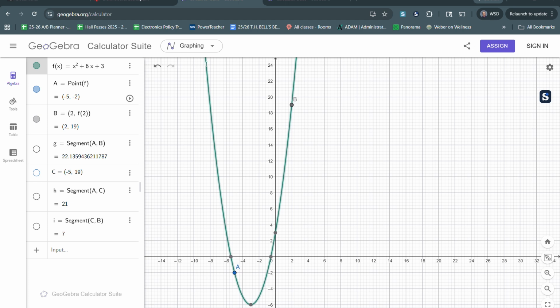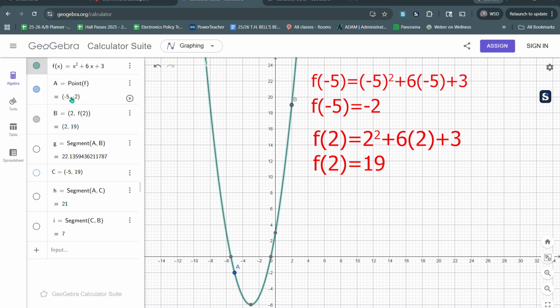And so we are going to find the 2 points that we're interested in and see what the average rate of change is from those. So the first point that we're looking for is this A point right there. And then the second point we're looking for is B. We get those by plugging in the -5 for the x and plugging in the 2 for the x, and we find the y values. Now the two y values respectively are -2 and 19.